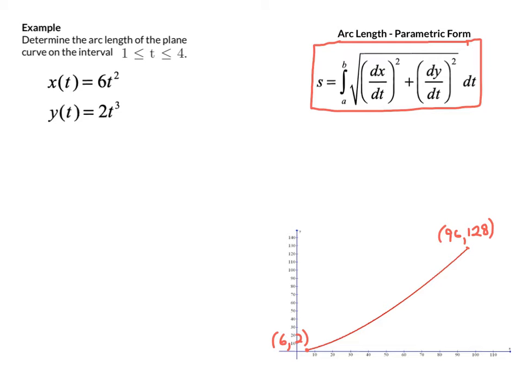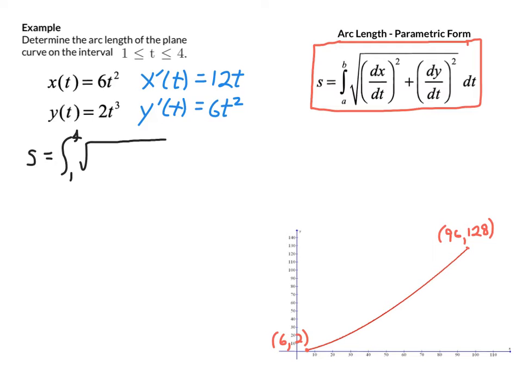So the first part of finding the arc length is to determine what dx/dt and dy/dt are, and we can sometimes use Newton's notation here. We'll call these x prime and y prime. So x prime of t is 12t to the first, and y prime of t is 6t squared. We do that first, and then we state our arc length integral by definition. Lowercase s represents arc length here, just as with functions, and t is going from 1 to 4.